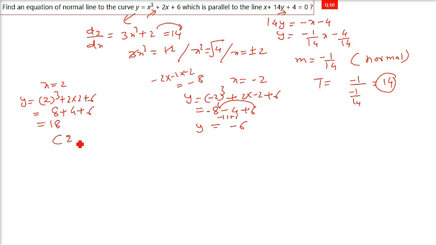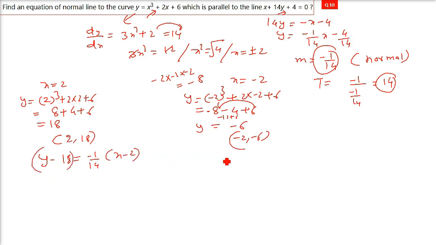So at (2, 18) we have to find a line, and the other line is at (-2, -6). So you have the slope, you have the line. Minus 1 by 14 is this slope. Please remember, because that is the actual slope of the line which is parallel to this one. But since dy by dx is a tangent, that's why we equated it with 14.